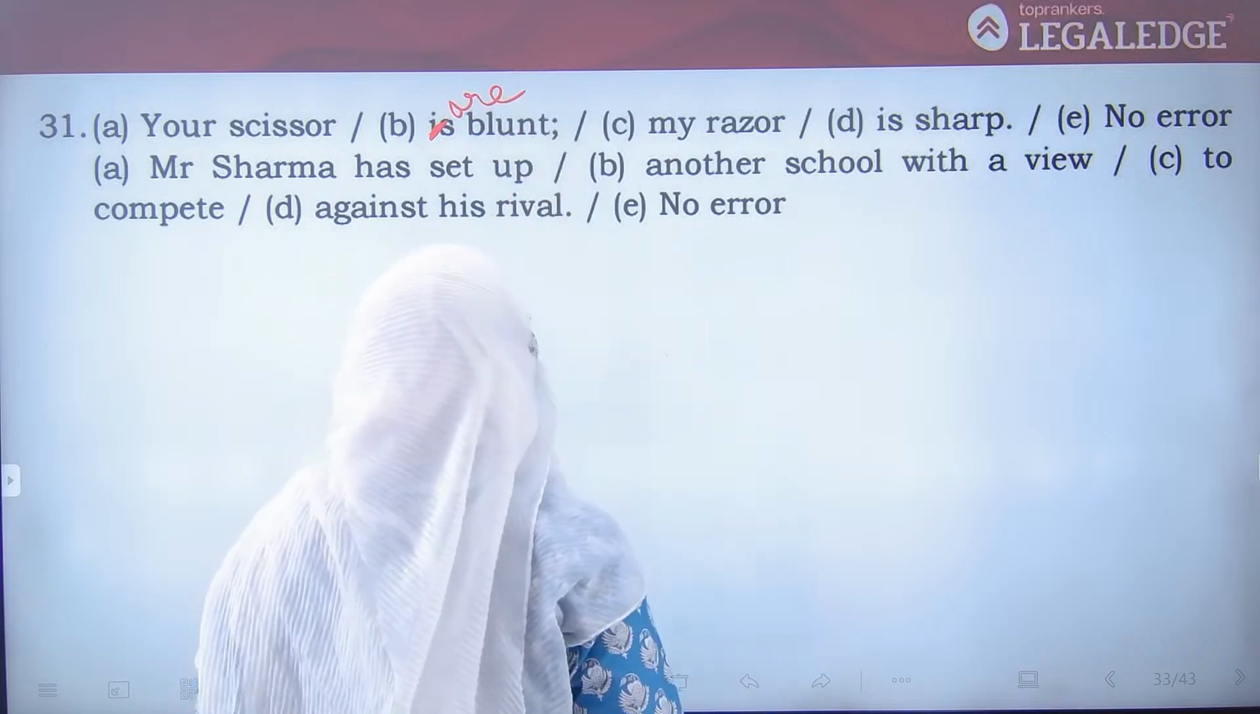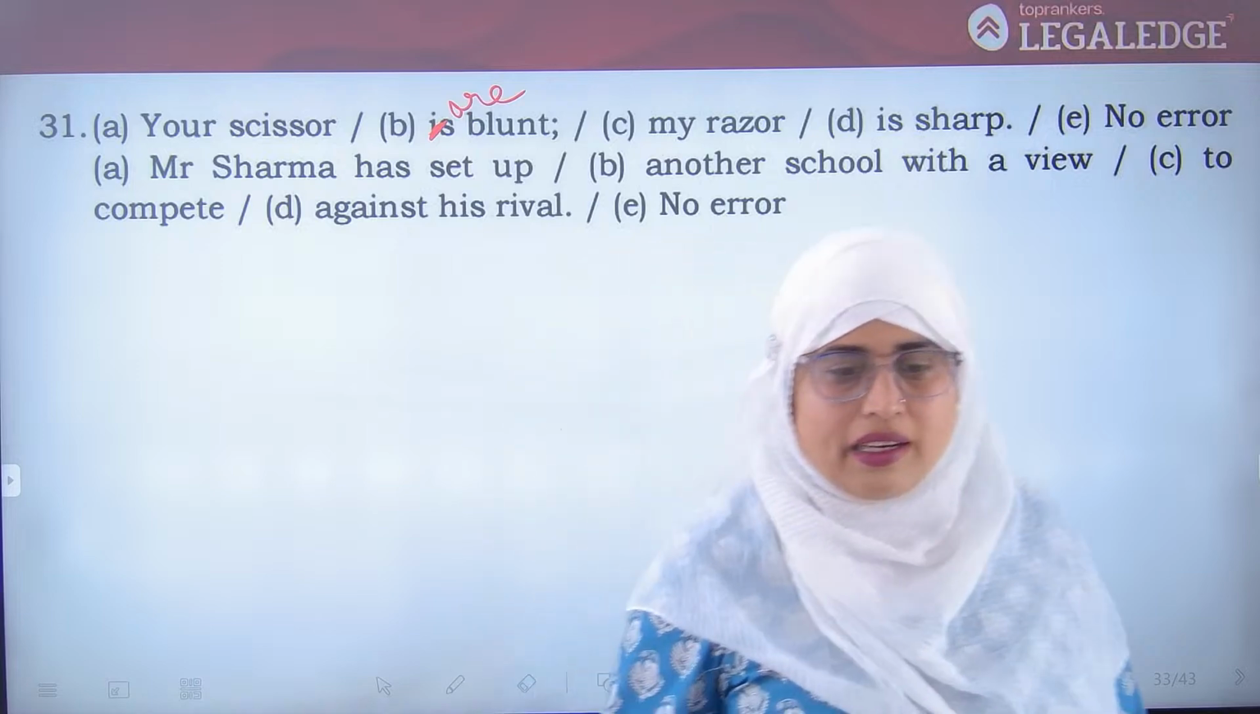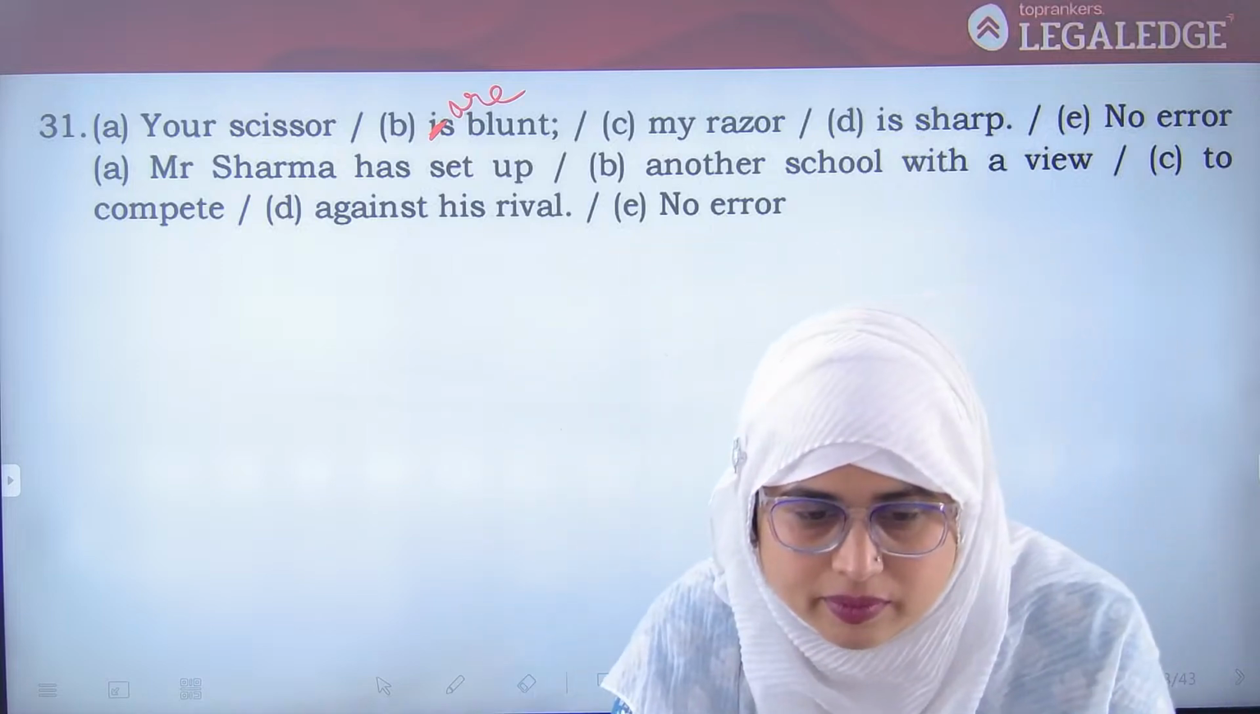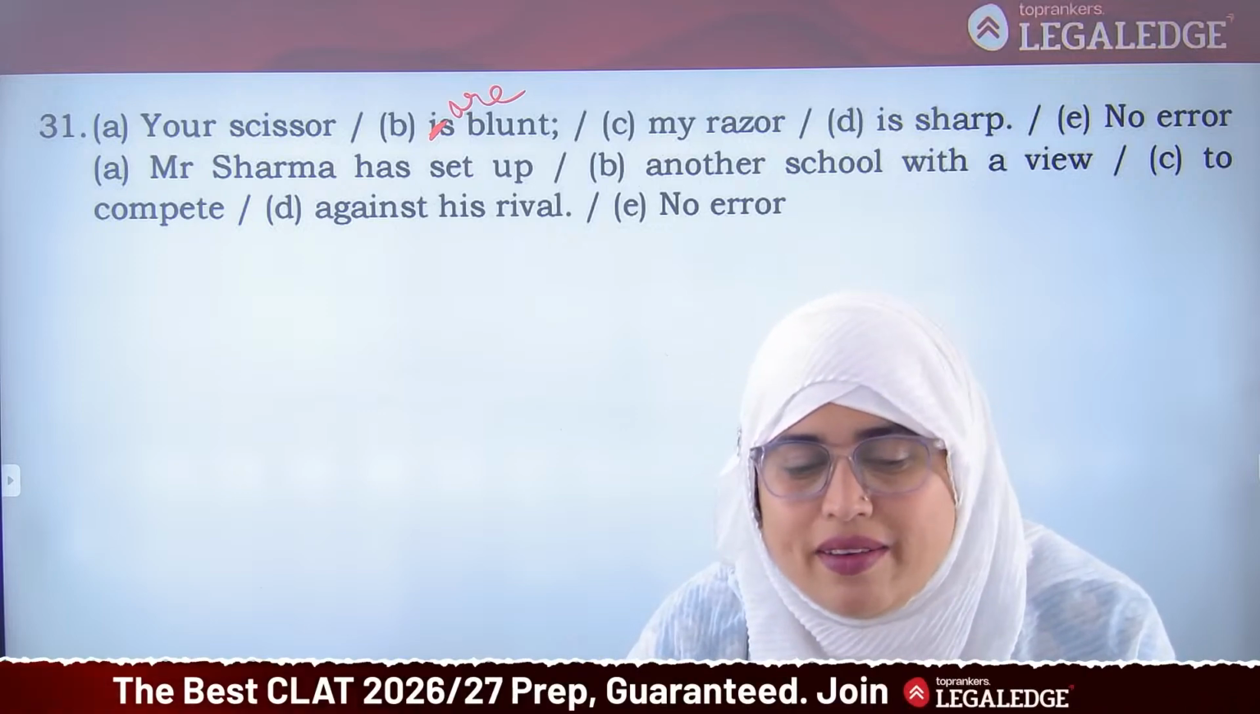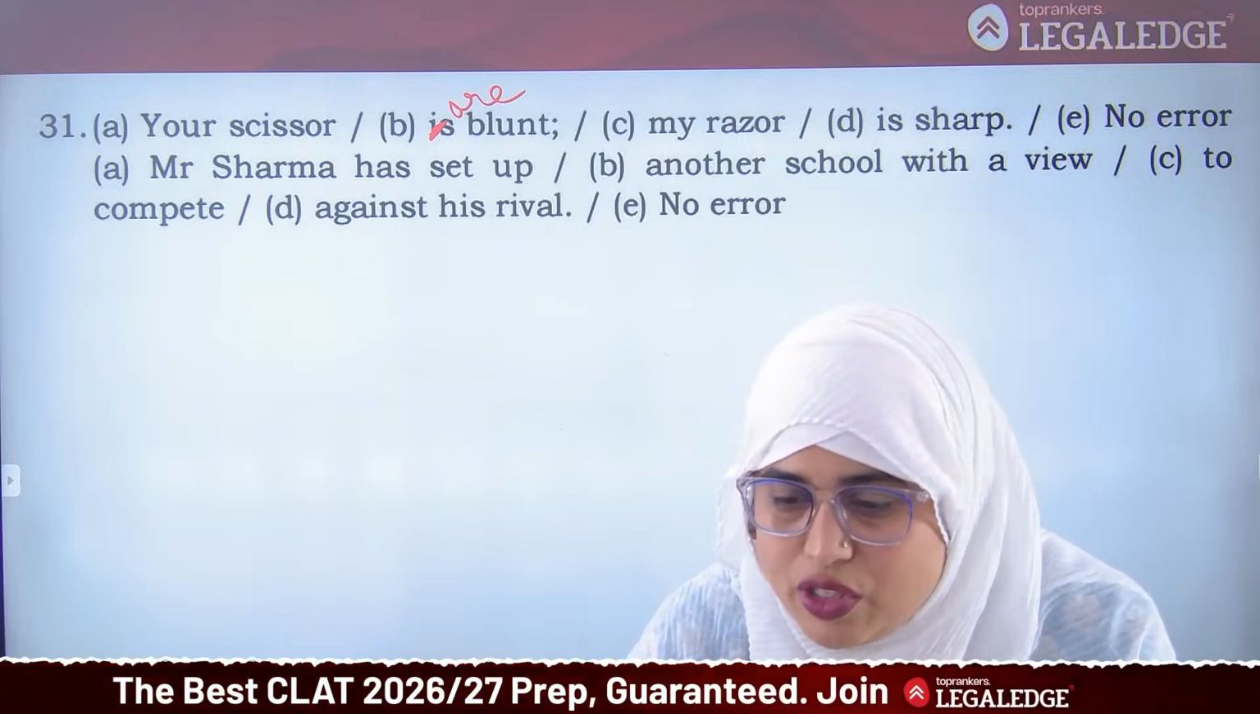ये error था बच्चा. I'm so sorry. Mistakenly मैंने यहाँ पे. After this correction, there is one more error you can identify. Come on, students.